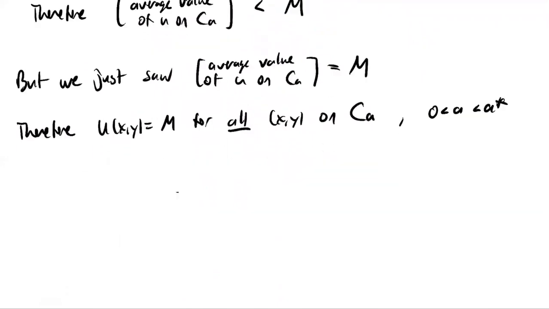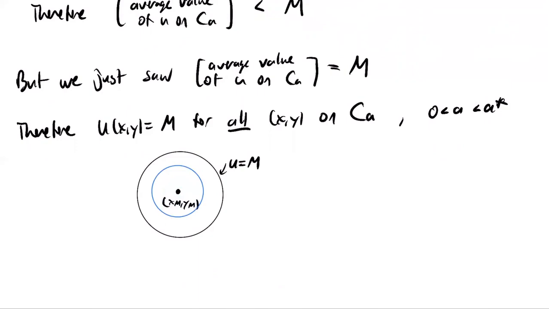Well, let's look at where we are now. So this is the point xm, ym. And so we take a disk centered at this point, right? And so U is identically equal to its maximum at every point on the circle, but it's also true for any smaller circle centered at the same point, right? So here's another circle, basically centered at the point. So U has to also equal M here, right?